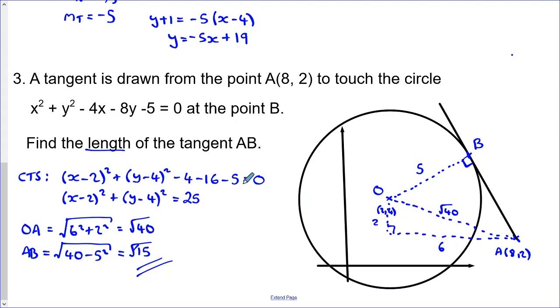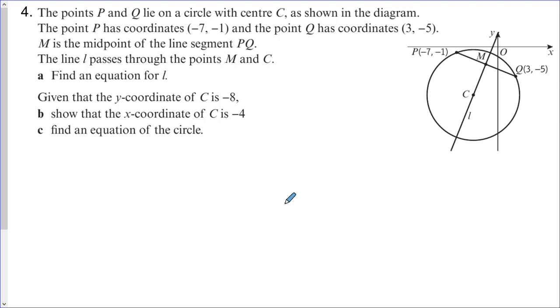Okay, so that was a little bit more complicated. You have to spot that you're going to be using a couple of right angled triangles to solve that one. Next one. Looks like it comes from an exam, potentially. It's quite a bit more complicated.